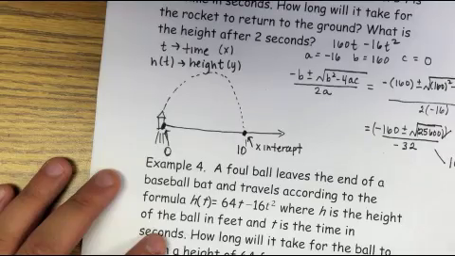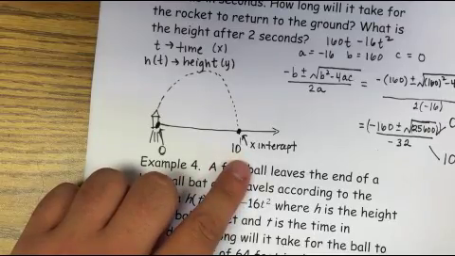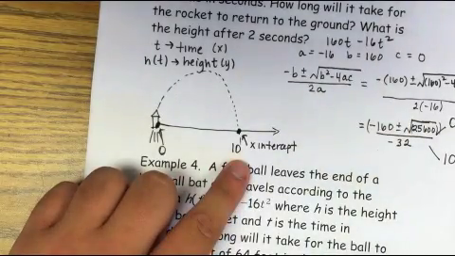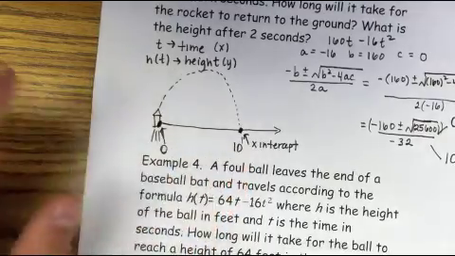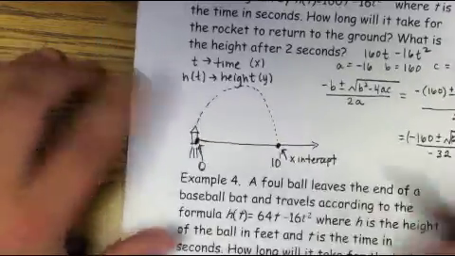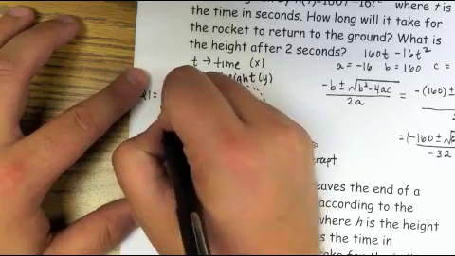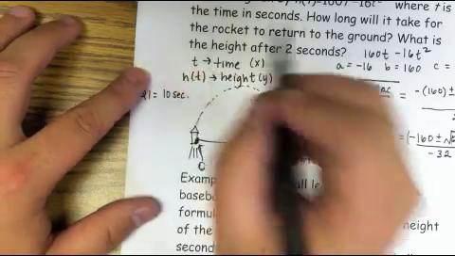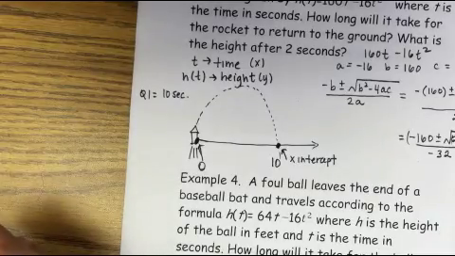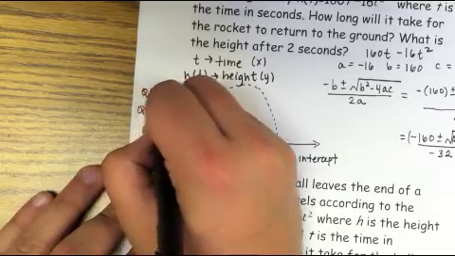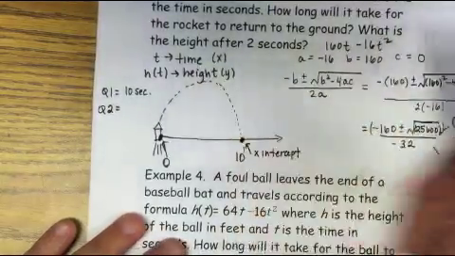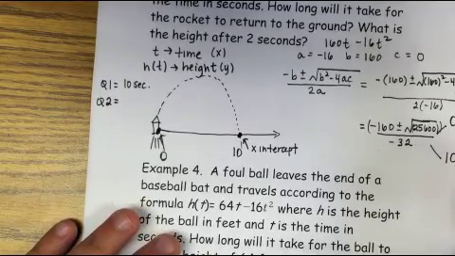So in this case, how long will it take for the rocket to return to the ground? It took 10 seconds to do that, because we're talking about time in seconds. Okay? So the first question, I'll just put that over here, question 1, was 10 seconds. Okay? Now, the second question is really kind of easy. They ask us, what is the height after 2 seconds?